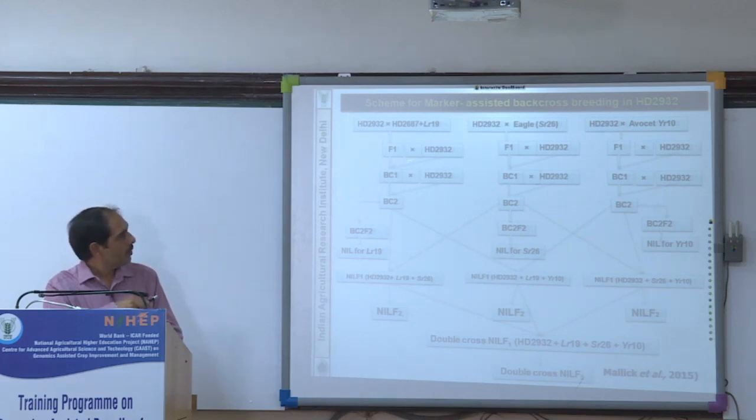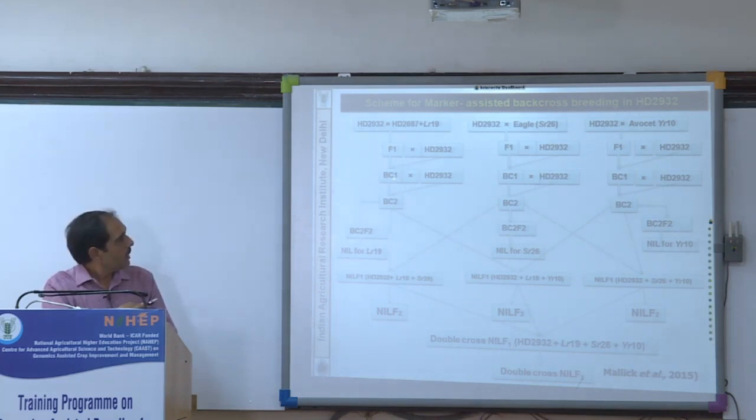Now, when you have this F1 generation, you have to make sure that these are actually your cross seed. Sometimes selfing happens; when you are making a cross, you get some self seed also. So it's always a good thing to check the hybridity of F1. This gene LR19 in F1 should be in heterozygous condition. Similarly, SR26 should be heterozygous, and YR10 should be heterozygous. So you can check that all the markers are in heterozygous condition. Now, from F1, it's marker-assisted backcross breeding, so you have to go for backcross.